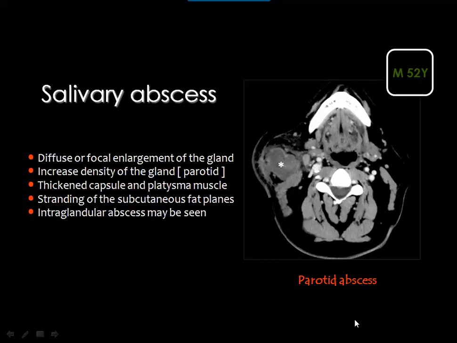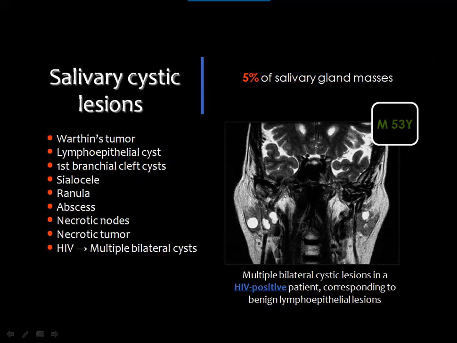Parotid abscess is also a known pathology in clinical practice, and the abscess, like anywhere in the body, is a fluid-containing lesion that is marginally enhanced. The fat planes, because of inflammation, will be, as you can see here, dirty and stranded, with thickening of the overlying skin and the fascial planes.